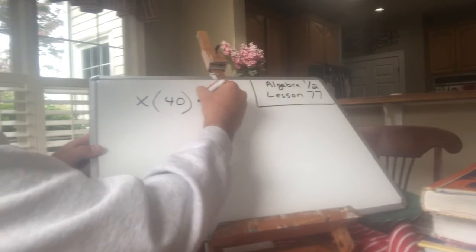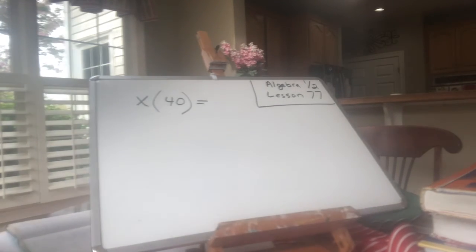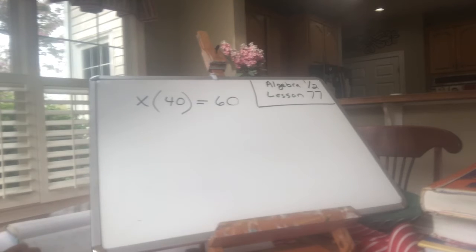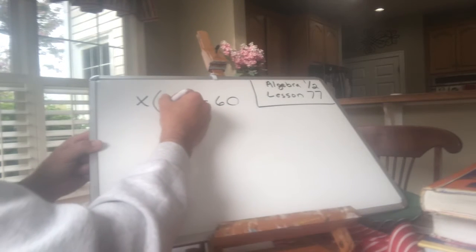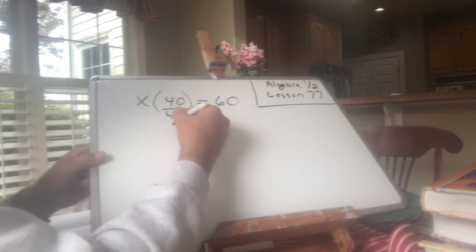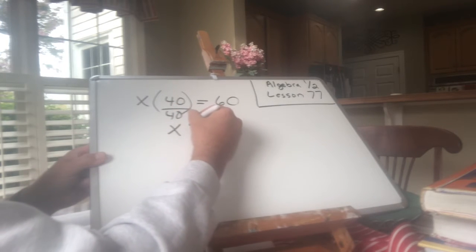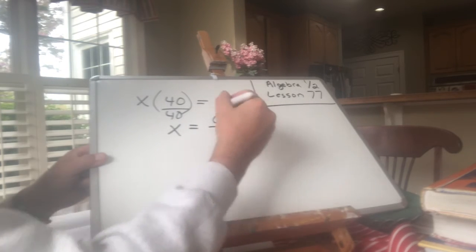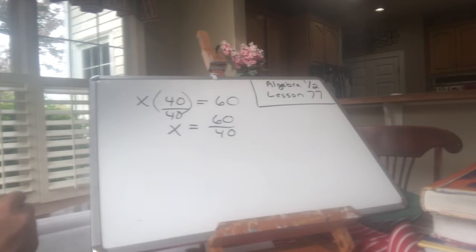40, is means equals 60. Okay, x times 40, I could also write 40x, equals 60. Okay, so how do I solve this? Well, I divide this side by 40, which is going to give me 1, and I'm going to be left with x equals 60 divided by 40, okay?